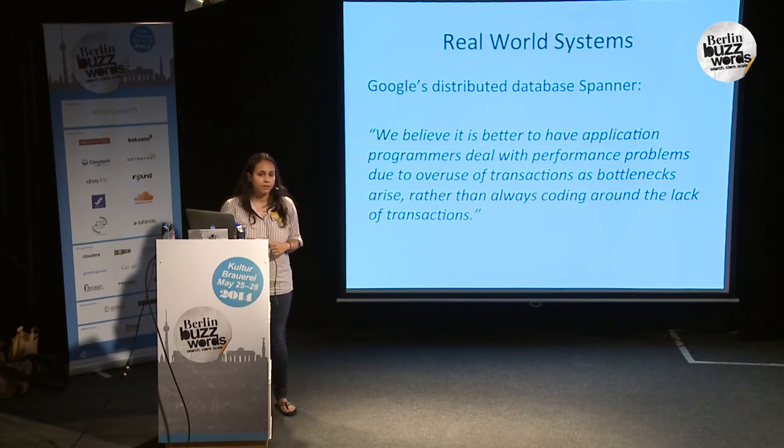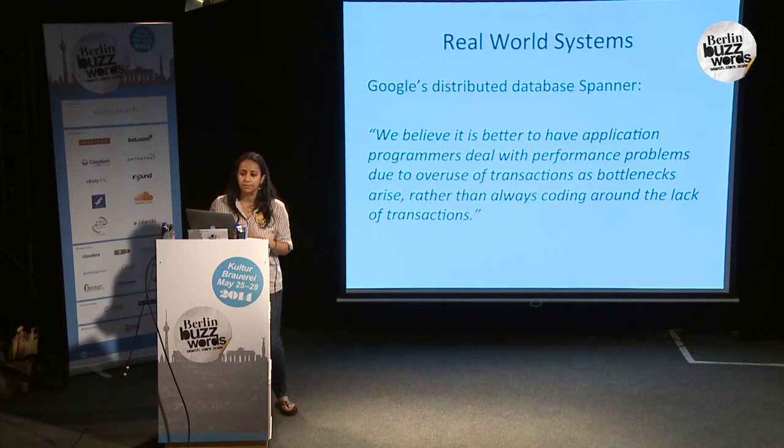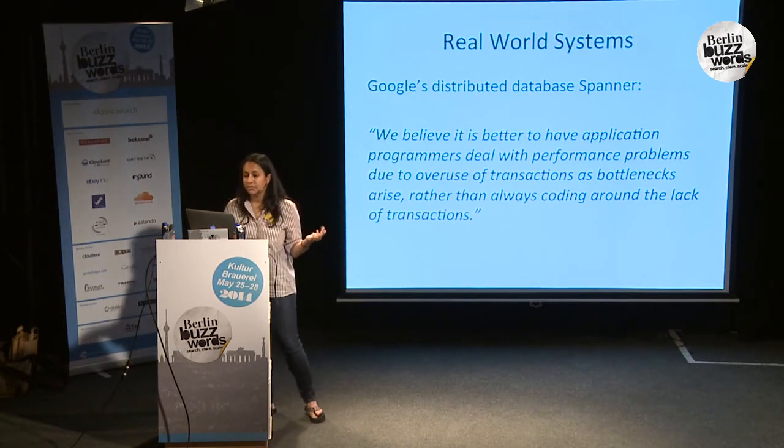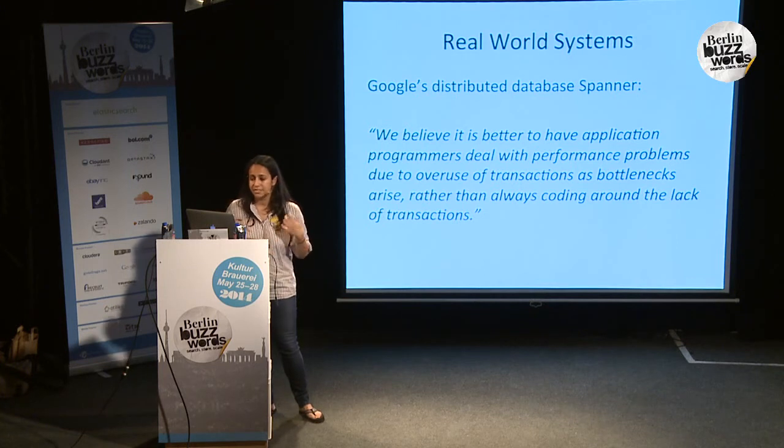So one example of where they actually went in the other direction from, you know, NoSQL and went back to sort of consistent systems is with Google Spanner, the giant distributed database. And they said, we believe it's better to have application programmers deal with performance problems due to the overuse of transactions rather than coding around the lack of transactions. So consistency is really important. It's vital for us to reason about our code. In summary, we should be thinking about how to build fast systems that preserve consistency.